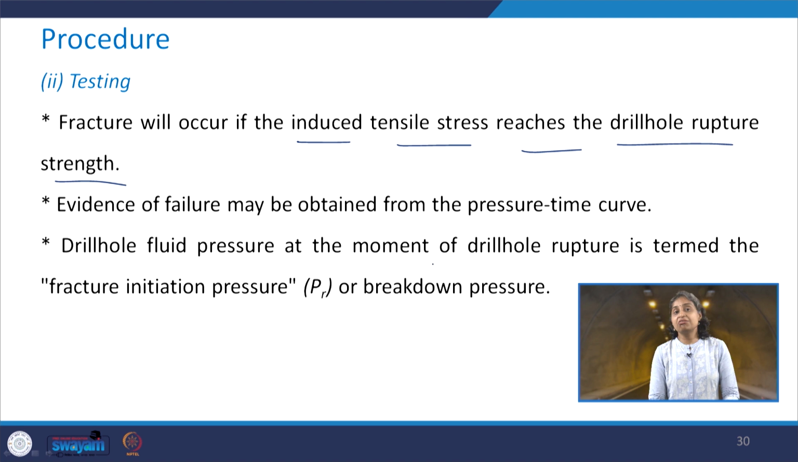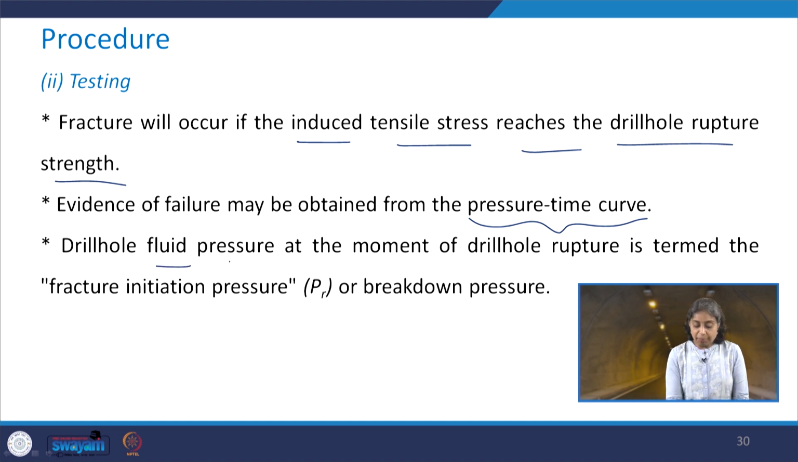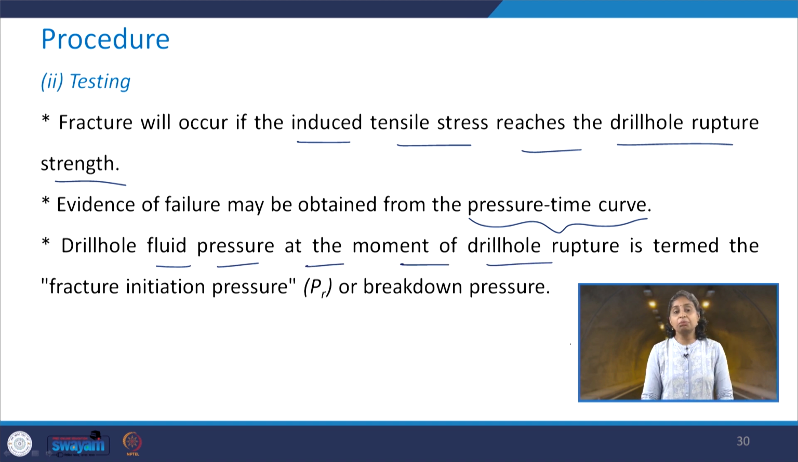How to identify the failure? So, this will be done from the pressure time curve. What we will do is we will take a typical result of the hydraulic fracturing test in terms of the pressure time curve, and with the help of that I will explain to you where this failure is observed. So, the drill hole fluid pressure at the moment of drill hole rupture is termed as fracture initiation pressure or breakdown pressure. This we are representing by PR.